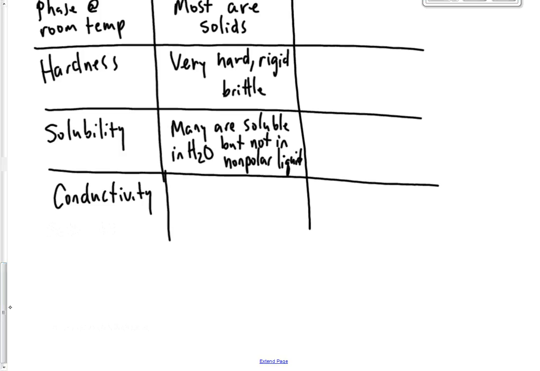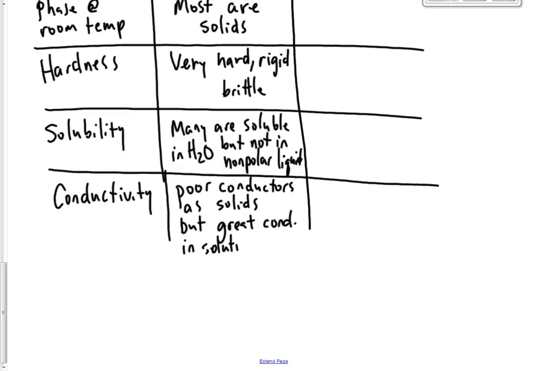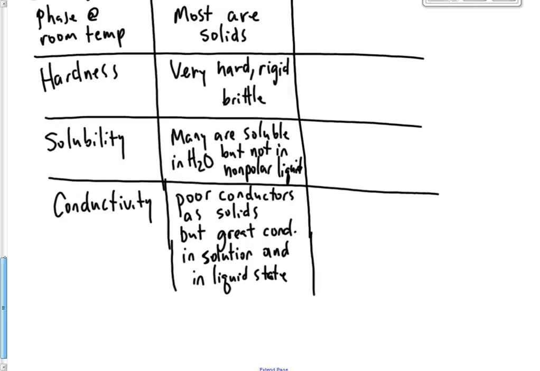Finally, conductivity. These are poor conductors as solids. Great conductors in the liquid state and in solution. So when you mix them with water, and in the liquid state, they are great conductors. So that's ionic compounds. Those are the properties.